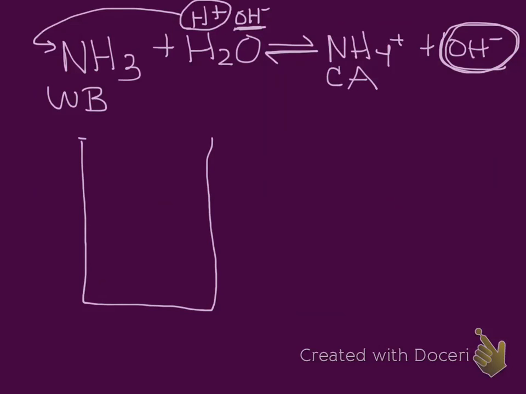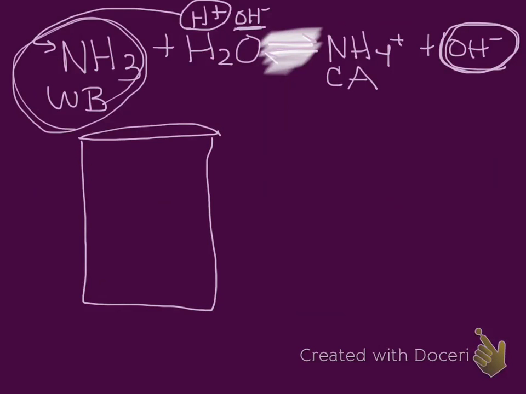So remember what it means to be weak. If something is weak, that means that it does not dissociate completely. So its reaction arrows are going both ways. Most of a weak base will stay in this form right here. It will stay in that form because it's not going to dissociate completely.